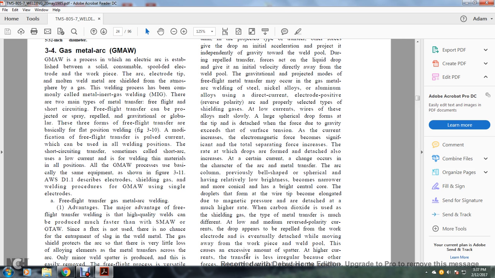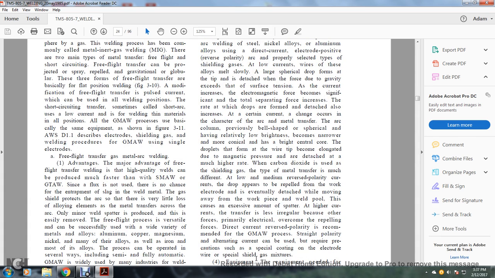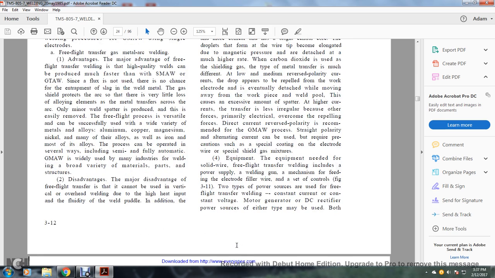At high currents, the transfer is less irregular because other forces, primarily electrical, overcome the repelling force. Direct current with reverse polarity is recommended for the gas metal arc welding process. Straight polarity or alternating current can be used, but both require precautions such as special coatings on the electrode wire and special shield gas mixtures. Equipment needed for solid wire free flight transfer welding includes the power supply, the welding gun, and a mechanism for feeding the electrode filler wire.